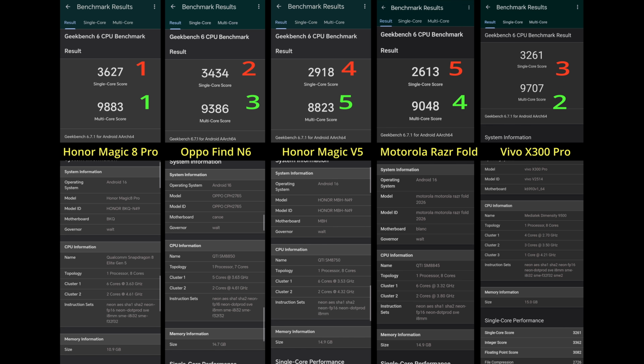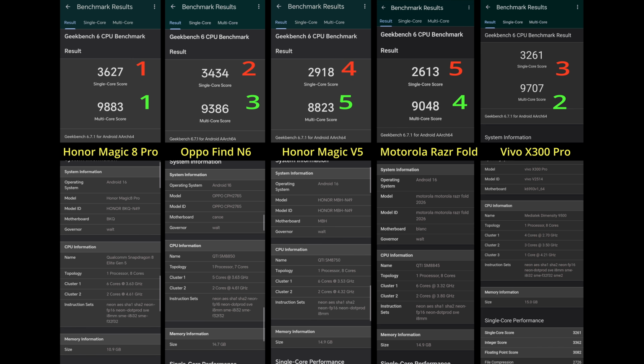Now, looking at the multi-core, you can see the 8 Pro, of course, is number one again. So it's number one in both single and multi-core. And then second place now moves over to the X300 Pro with the Dimensity chip. There's quite a twist, and that's a big number, 9700 versus the next one, which is 9300 on the Oppo, which is a Snapdragon 8 Elite, but it's 7 core. And then you jump to the Motorola Razr Fold, which is just over 9,000. And then last year's model, the Magic V5, is at 8,800.